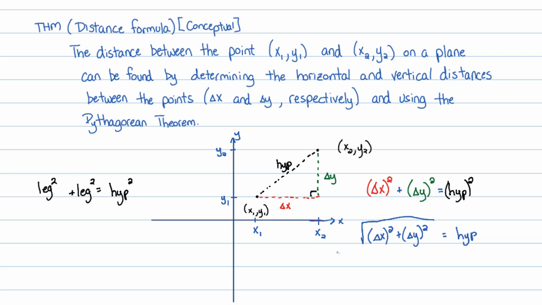So that should be pretty obvious to us right now. But let's go ahead and try an example. And I know this is the conceptual lecture, and usually I don't like to do examples in the conceptual lecture, but let's do a simple example just to see how this works. Let's find the distance between (-3, 5) and (2, -4).